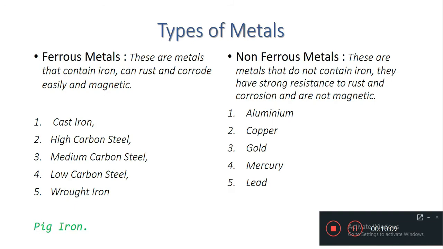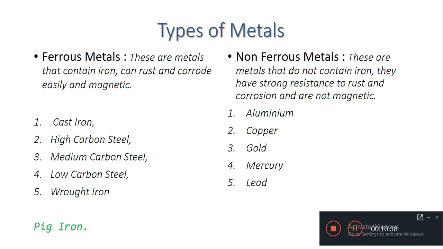Then we also come to the types of metals. We have two main types of metals: the ferrous metals and non-ferrous metals. These are two important types of metals we want to keep in mind. But what do we mean by ferrous and non-ferrous metals?